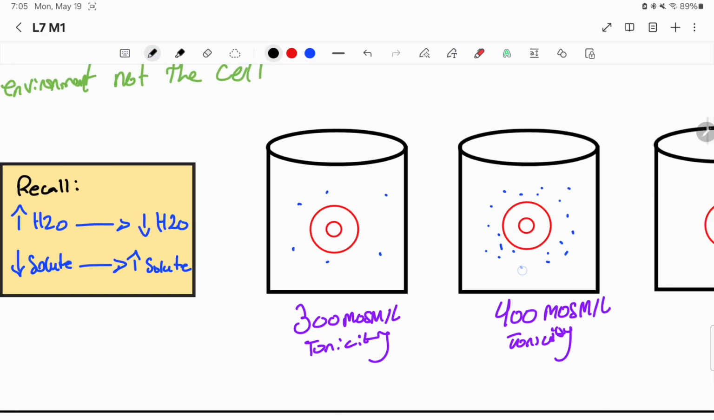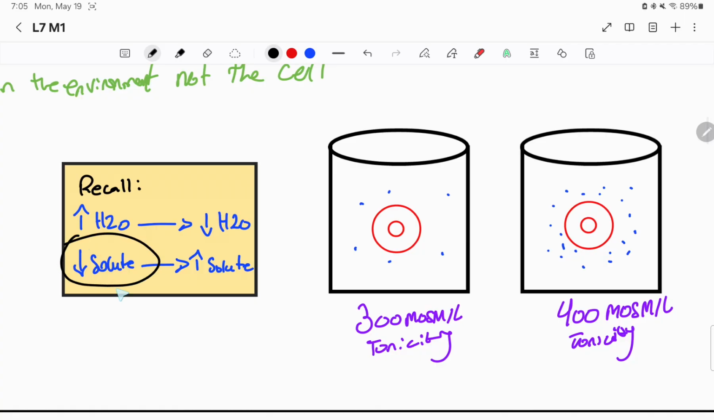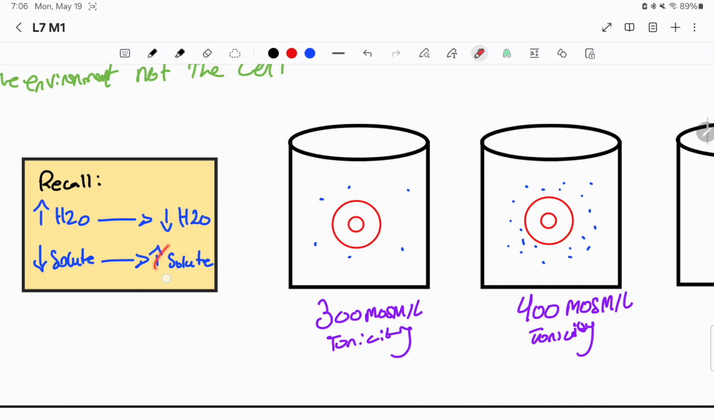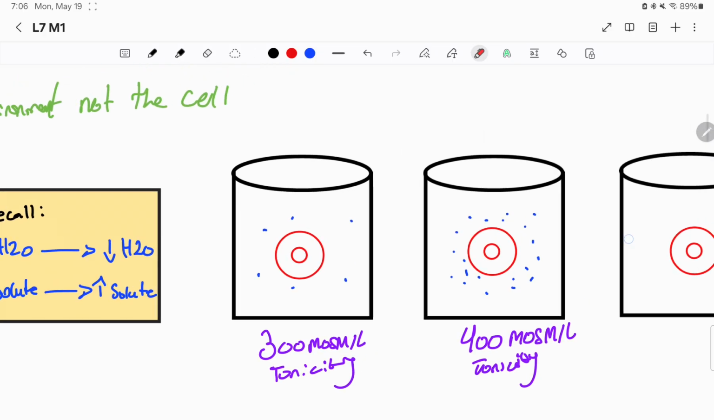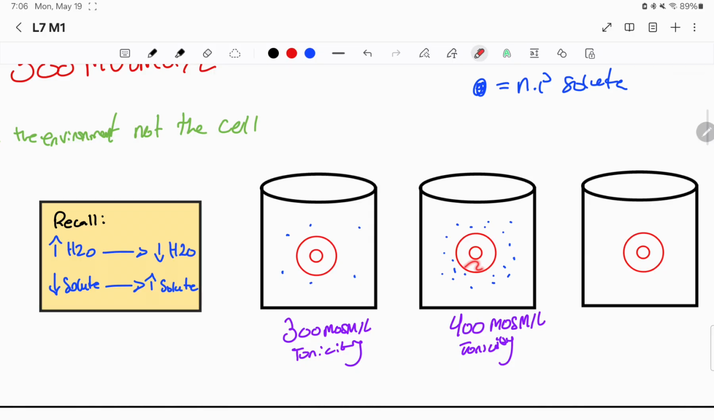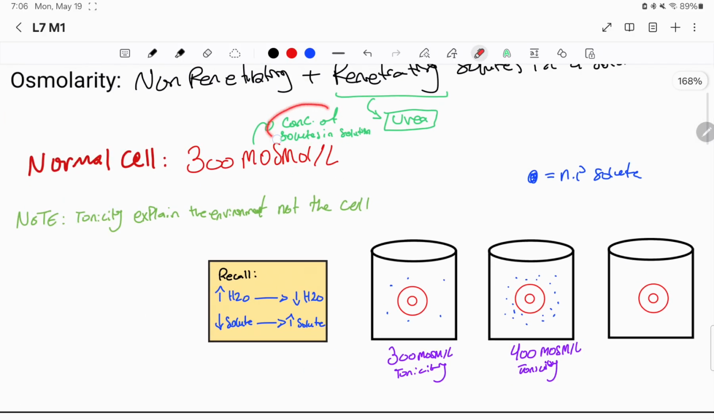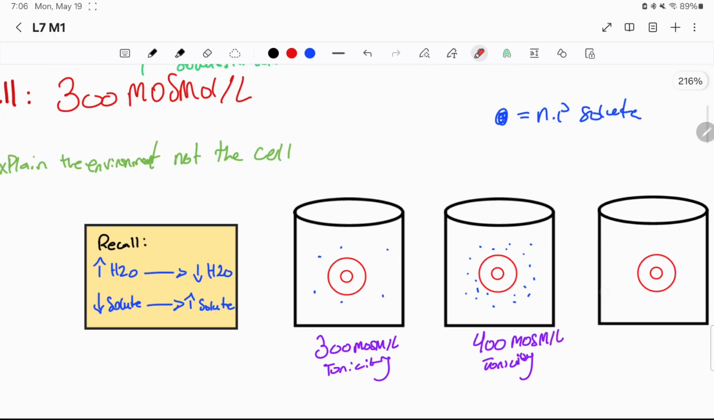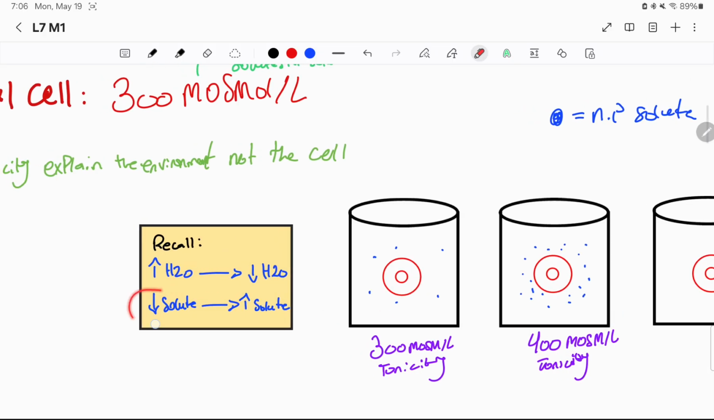You guys know that water likes to move from an area of low solute to high solute. That is the rule. You just have to understand this rule and follow it. Low solute to high solute. What is solute referring to here? Non-penetrating solute. What is the concentration of non-penetrating solutes inside of the cell? It's 300 milliosmoles in a normal cell. What about outside of the cell? 400 milliosmoles per liter. So where is low solute and where is high solute? The low solute is inside of the cell, high solute is outside of the cell. So the water will go from inside of the cell to outside.